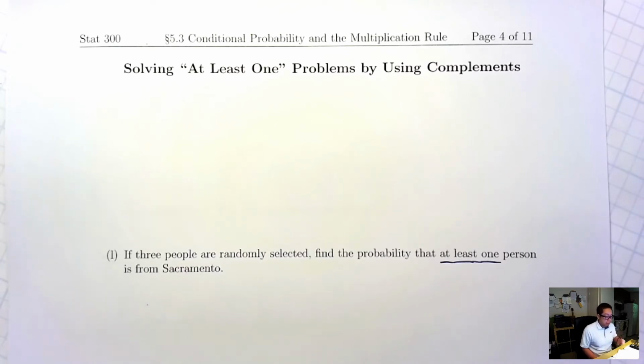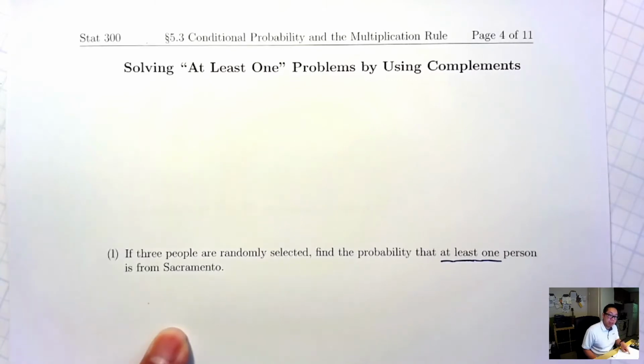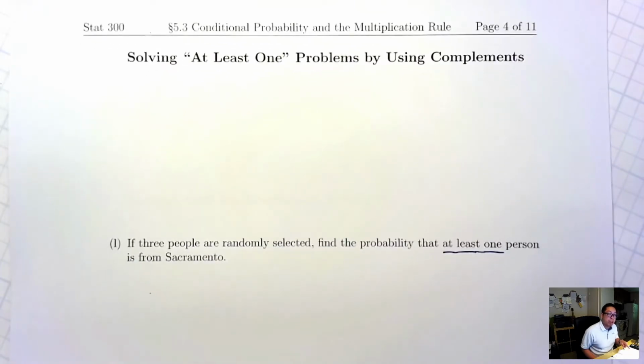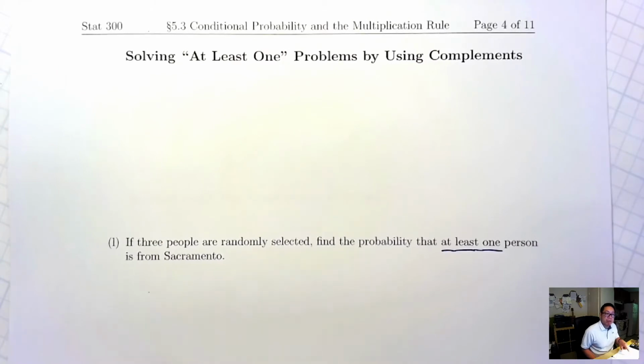And even worse, I said it could mean 1, right? But what does 1 mean? It could mean that the first person is from Sacramento and the other 2 are not. It could mean that the second person is from Sacramento and the other 2 are not. Or it could mean the third person is from Sacramento and the other 2 are not. So you would have to take into account those possibilities.